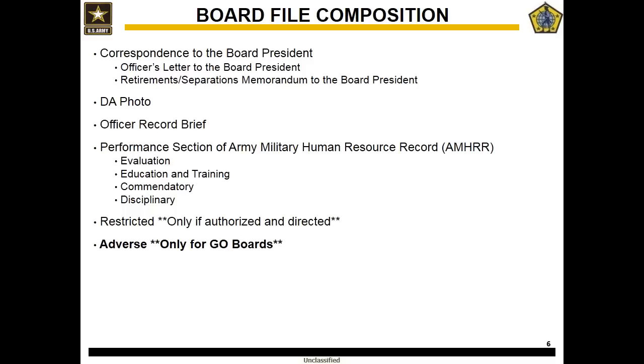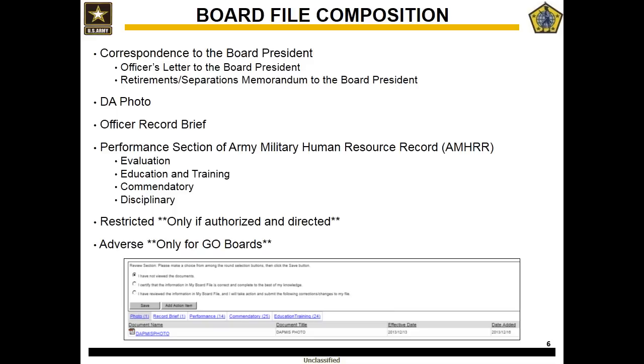Officers in the considered population have the opportunity to view, correct, and certify their own board file using the My Board File application on the HRC website. Failing to view, correct, or certify the board file does not prevent board members from viewing its content. Additionally, certifying the board file does not prevent the official record from changing prior to the convene date. If new documents are posted to the official record after the board file is certified and prior to the board convene date, those documents will be seen by the board.